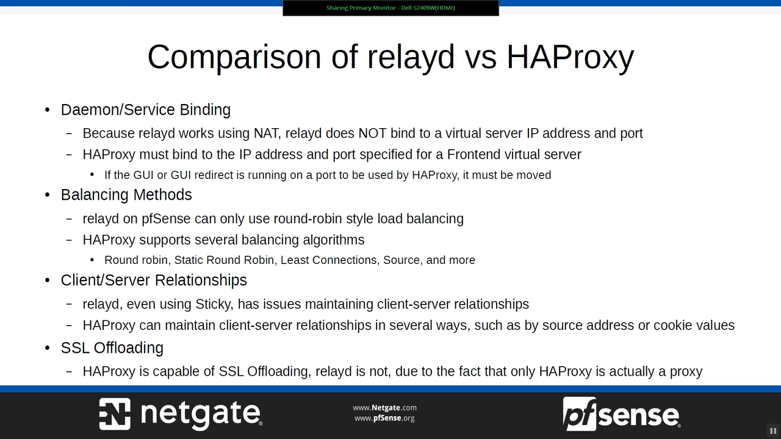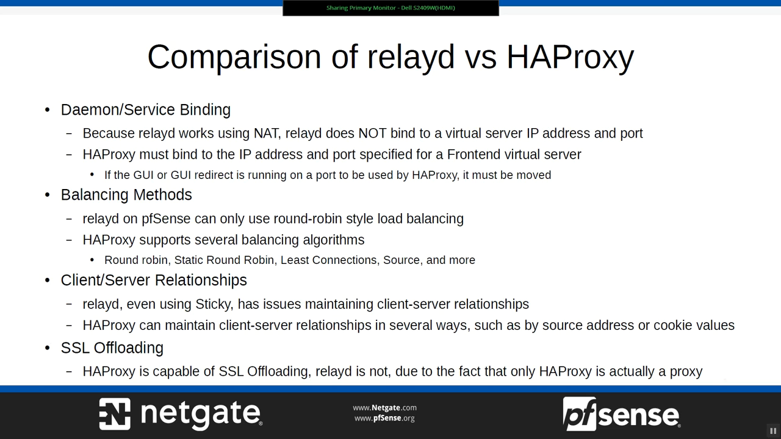Now, balancing methods. Here's another part where RelayD just can't cut the mustard. All it can do is round robin style load balancing, and that usually isn't enough, especially when you get into complicated web applications that may need a bit more intelligence there. With HAProxy, there are several choices you have, and they're all explained in the GUI. I'm not going to go over all of them today, but mostly it can do round robin just like RelayD. It can do a static round robin. It can do least connections, so it will try to push connections toward whichever server isn't as fully loaded in terms of maintaining connections.